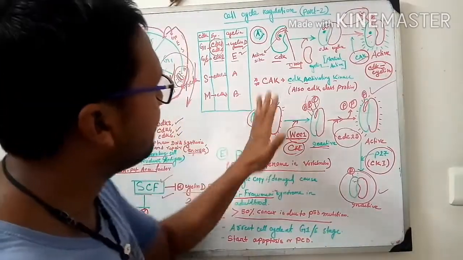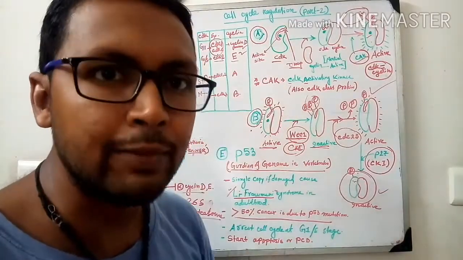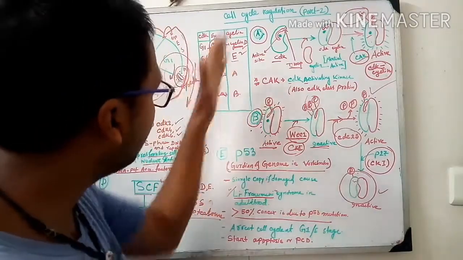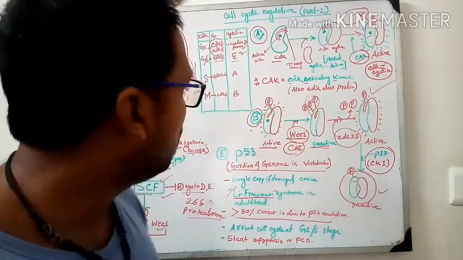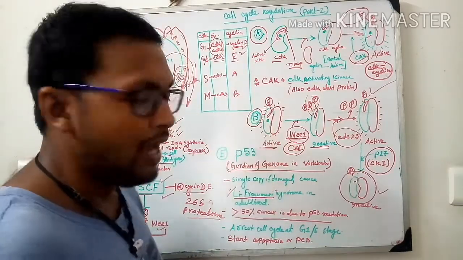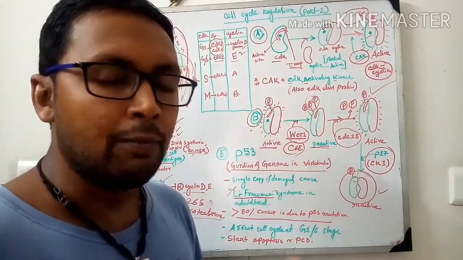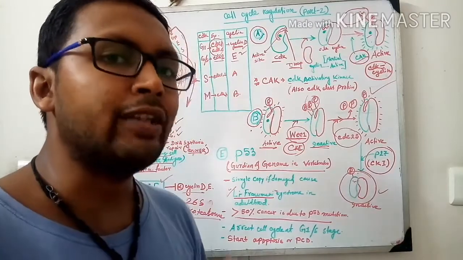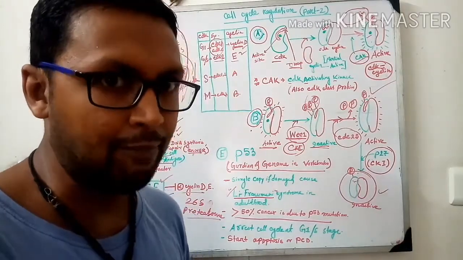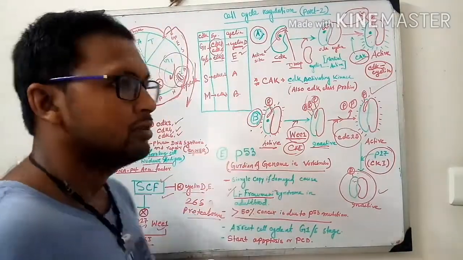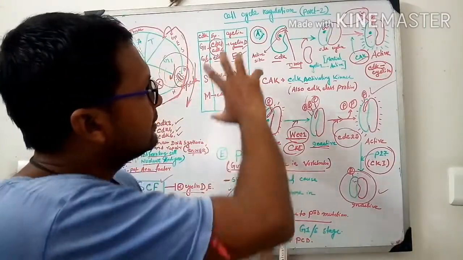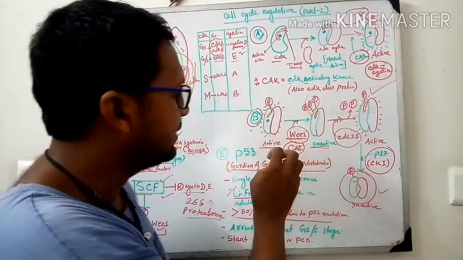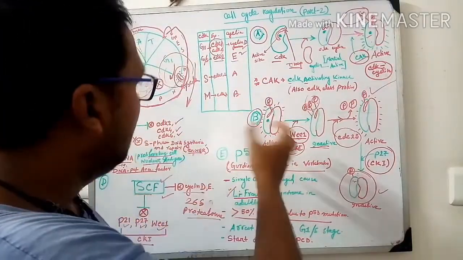If these proteins get mutated, that is, if the CDK inhibitors get mutated, then the cell will run continuously and uninterruptedly. So these are all oncogenes and proto-oncogenes. They have proto-oncogenic functions. If they are mutated, tumors will start. In the next class we will discuss the functions of P53 and P21 in detail.